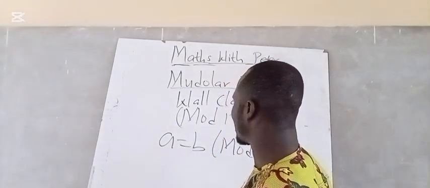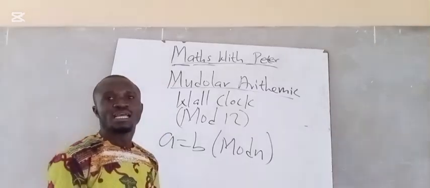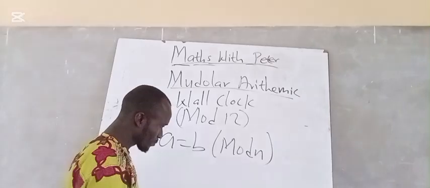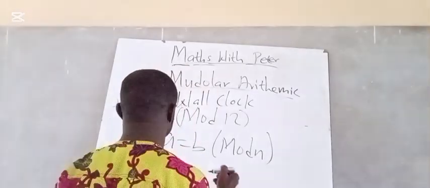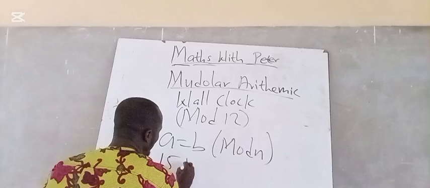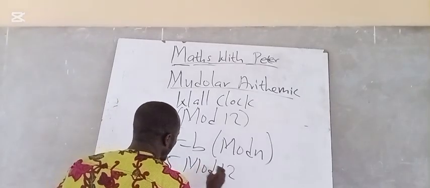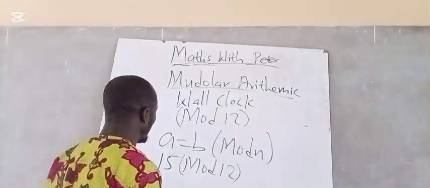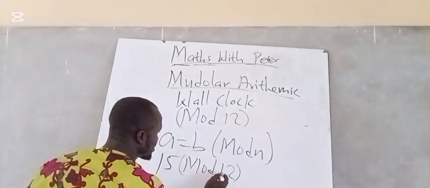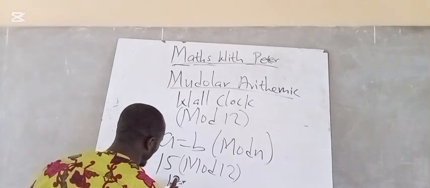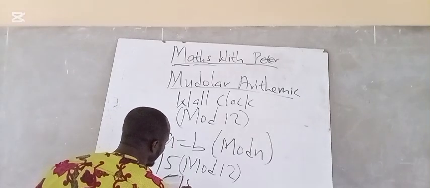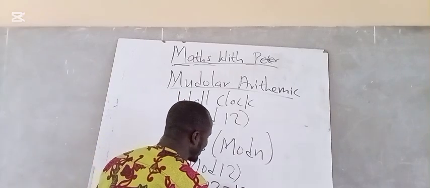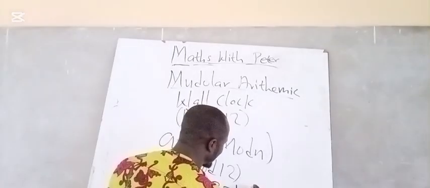So let's look at this. When we say that the wall clock teaches the mod 12 concept, let's look at these examples. What will be 15 in mod 12? What time will it be at 15 in mod 12? What we do is divide 15 by 12. 12 goes into 15 once, and the remainder is 3.